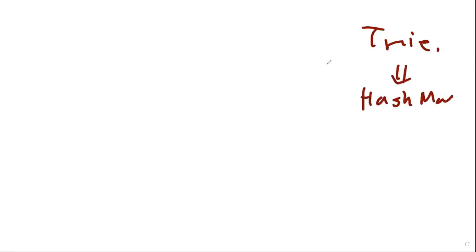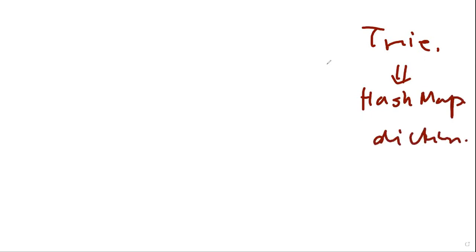Project two's goal is very easy. Basically you are going to build a trie. So a trie is similar to a hash map. Basically it's building a dictionary, right?